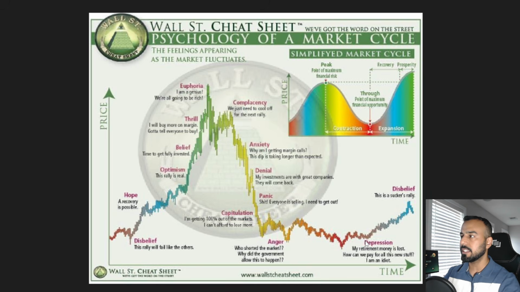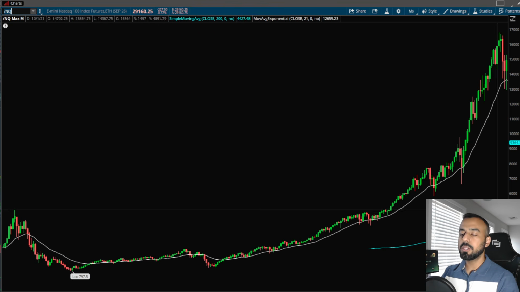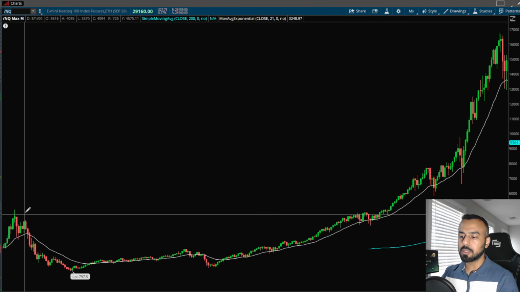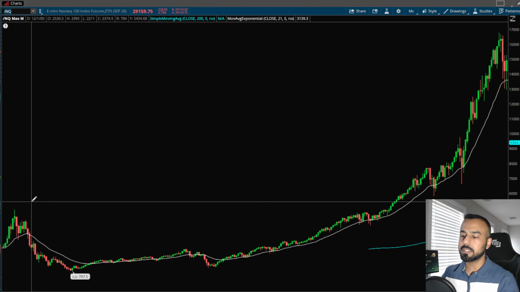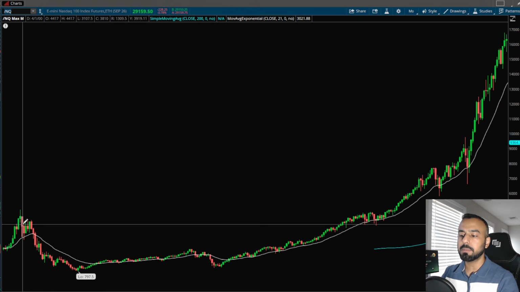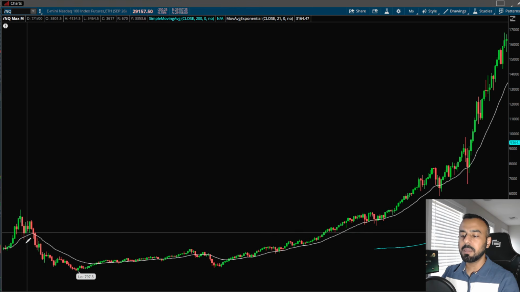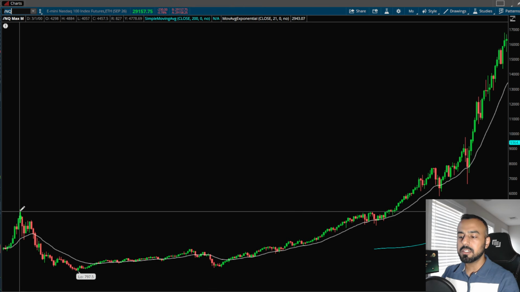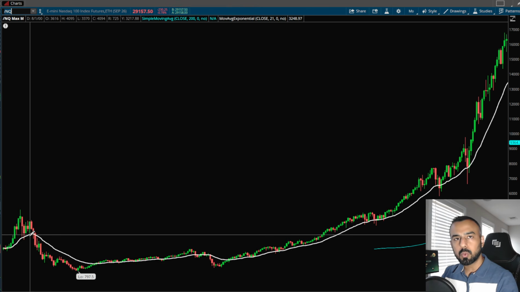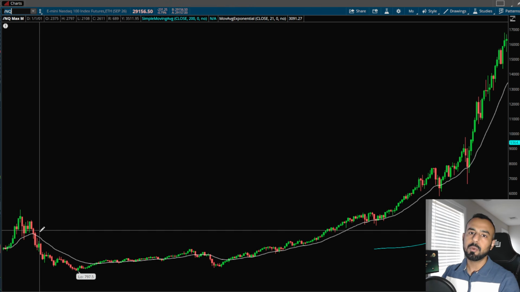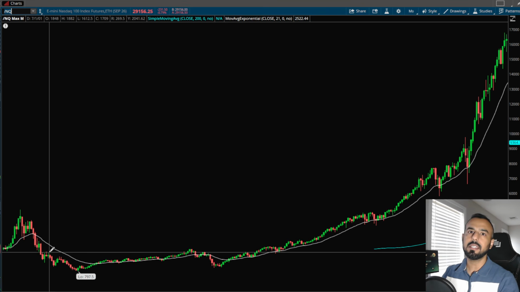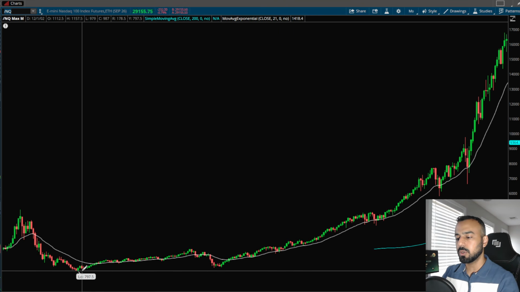So with that said, let's jump onto the charts. And before we go into the AI charts that I listed before, I want you to take a good look at this NASDAQ chart where the bubble popped in the 2000s. We did the same exact price action. We ended this in euphoria. We came down, we went into complacency, we came down and went into anxiety, denial, panic, and so on.